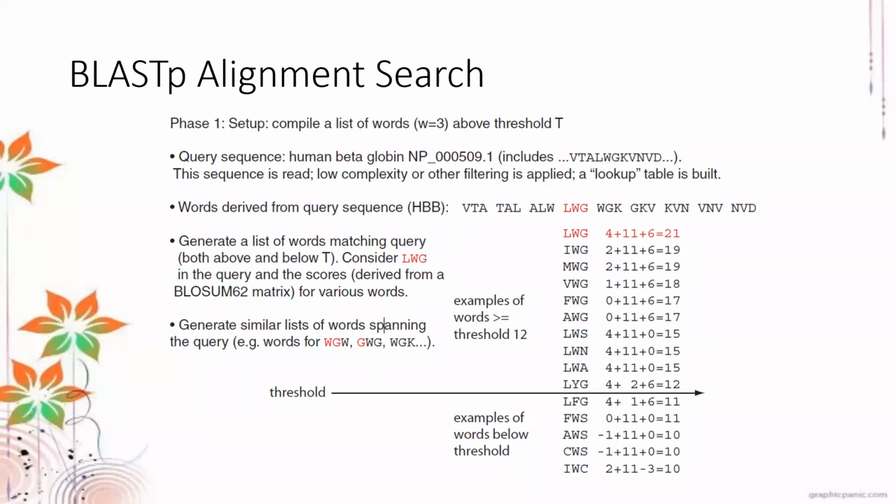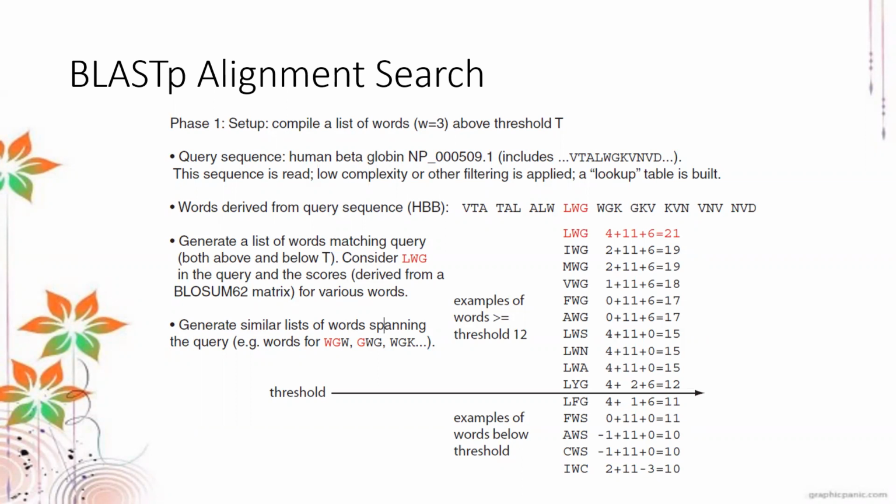For phase one, they first compile a list of words above a certain threshold T. This is what was discussed in the beginning when we started the lecture on BLAST. You have your query sequence, for instance, the human beta globin. This sequence is read, and low complexity or other filtering is applied. So you remove the low complexity regions, the regions that don't really give much information.